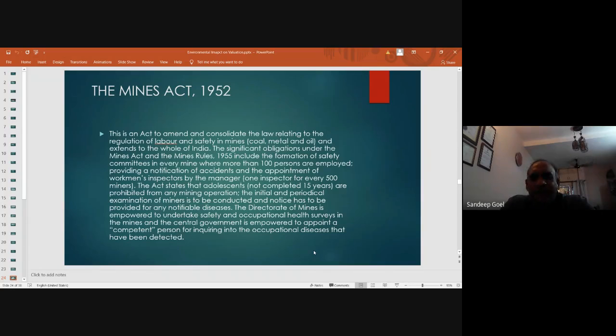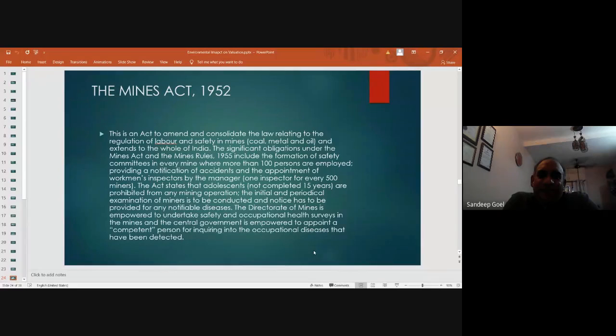One inspector for every 500 miners. The Act states that adolescents who have not completed 15 years are prohibited from any mining operation. The initial and periodical examination of miners is to be conducted and notice is to be provided for any noticeable diseases. The Directorate of Mines is empowered to undertake safety and occupational health surveys in the mines, and the central government is empowered to appoint a competent person for inquiring into occupational diseases that have been detected.